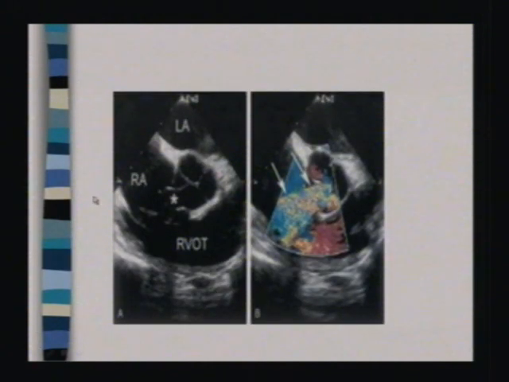This is a ruptured sinus of Valsalva, this is the aorta and you can see the sinus of Valsalva here and you can see it is ruptured and the flow across it.